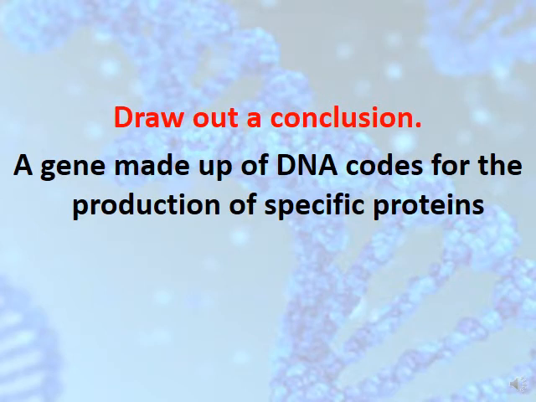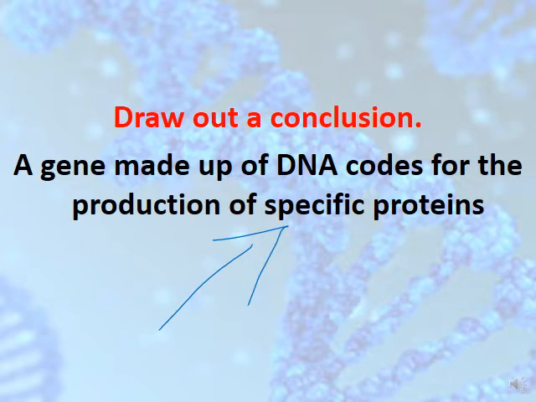In conclusion, a gene that's made up of DNA may code for the production of specific proteins, like in this case the human insulin gene in the form of DNA codes for the production of human insulin in mice. That's why these mice are classified as transgenic, because they express a human insulin gene that is not found in mice, and it's expressed in mice later on after its injection in the form of DNA.